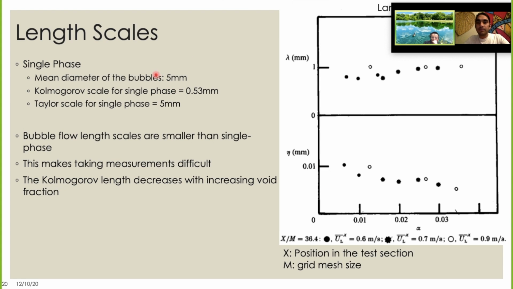Also, there are some length scales plotted here. In the single phase, the mean diameter of the bubble is 5 mm, the Kolmogorov scale is 0.53 mm, and the Taylor scale is about 5 mm. However, when we plot the multi-phase flow, we can see that the Taylor scale becomes smaller, to around 1 mm, and the Kolmogorov scale length decreases to about 0.01 mm. So it decreases by an order of magnitude. You can see that the Kolmogorov scale becomes smaller as you increase the void fraction on the x-axis. So as you introduce more bubbles into the system, you need a much higher resolution to resolve the flow.